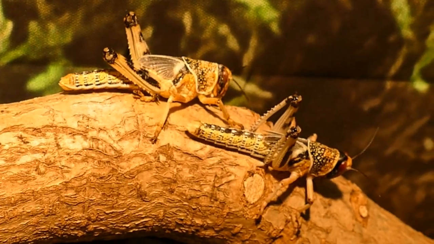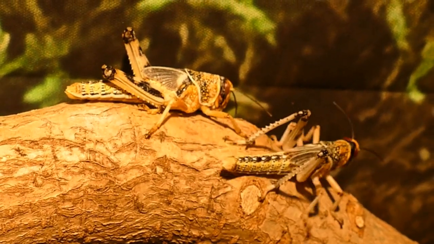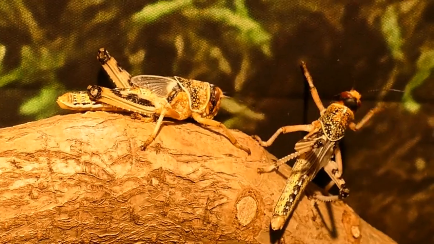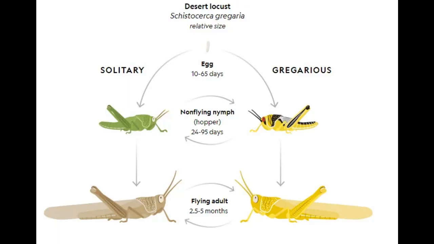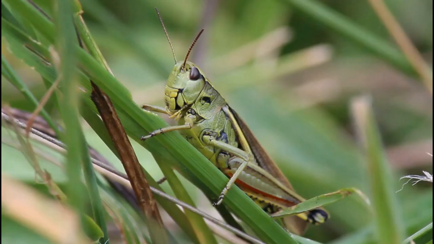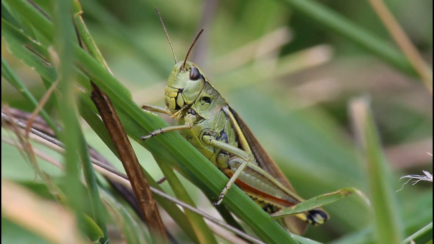The transformation into a locust is not a permanent state for these grasshopper species. Once the environmental conditions triggering the gregarious phase subside, locusts can revert to the solitary form, and their behavior and physiology return to a state more typical of grasshoppers.